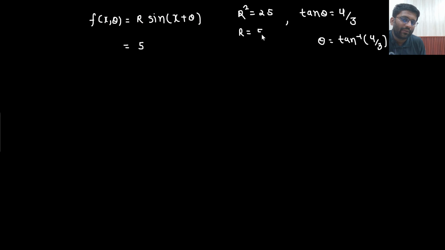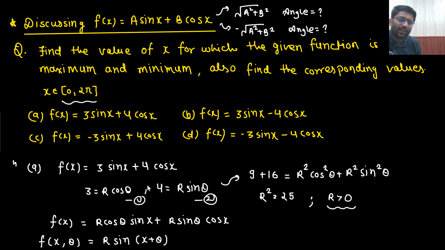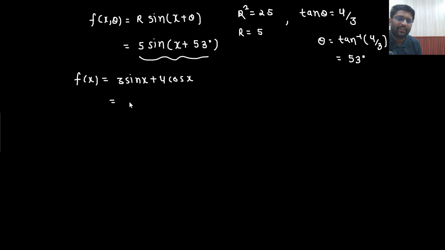So here I will take the value of r to be plus 5. So this will come out to be 5 sin(x + this angle), which is nearly 53 degrees. You can find it in the calculator. Now this is the function we have made. What was our f(x)? Our f(x) was initially 3 sin x plus 4 cos x. Now we took 3 equals r cos theta, 4 equals r sin theta, and from there we got the value of r. Then r came out to be 5, and theta came out to be tan inverse 4 by 3, which is nearly 53 degrees. So it came out to be 5 sin(x + 53 degrees).